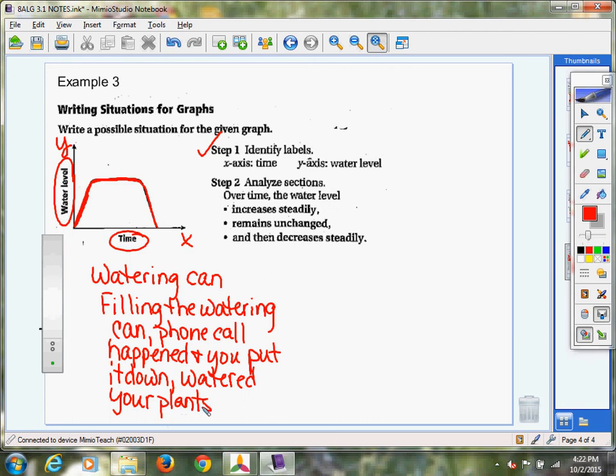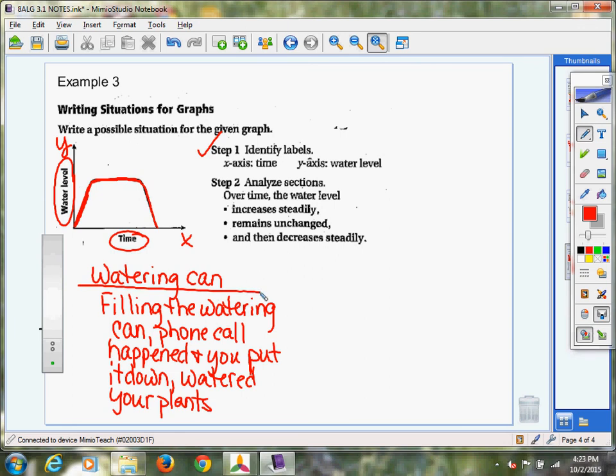Okay? So if you're filling the watering can up, that means the water level is increasing. That's your steady increase. If you don't do anything with it, you just put the can down because you got interrupted by a phone call or something else, then the water level doesn't change until you come back and start watering your plants. And as you water your plants, the level goes back down. So that's really what they're doing, is they want you to come up with a situation.